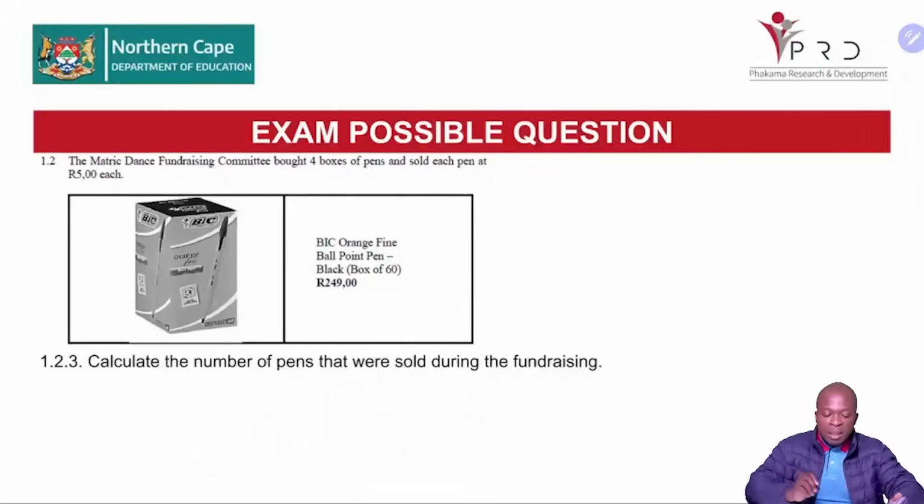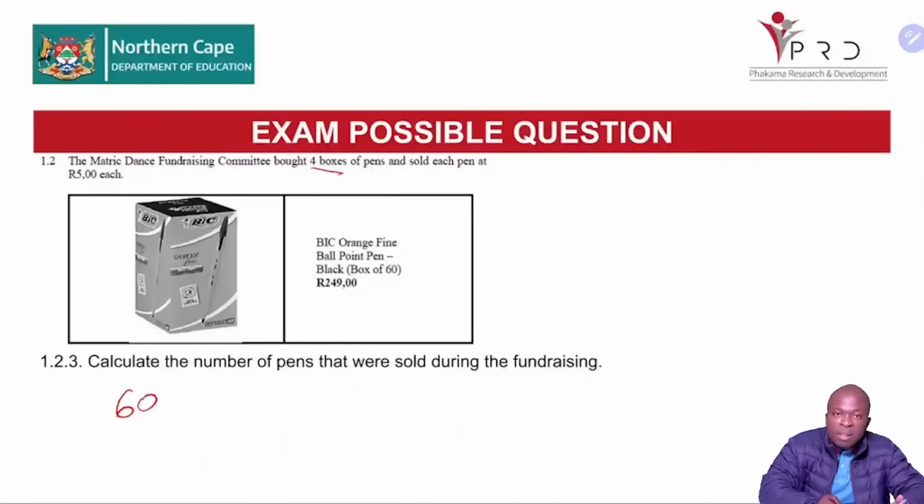Now, look at the next question. Calculate the number of pens that were sold during the fundraising. So for us to answer that question, let's go back. The Matric Dance Fundraising Committee bought 4 boxes of pens and sold each at 5 rand. So basically they sold all of them. Now each box has 60 pens inside.